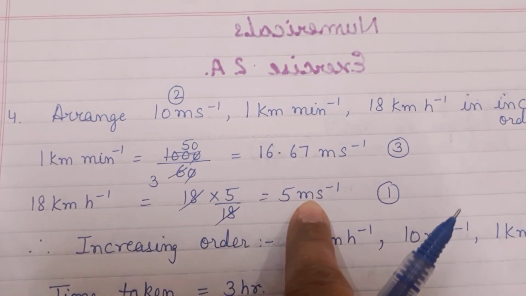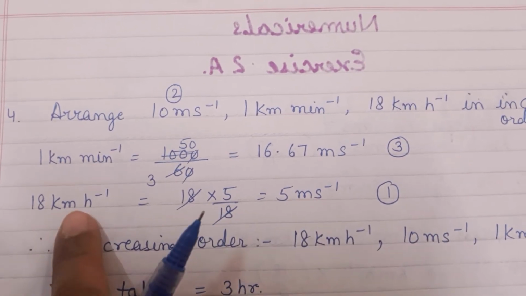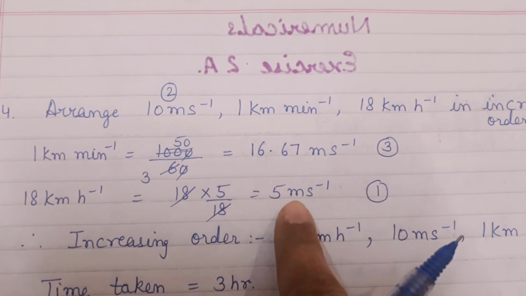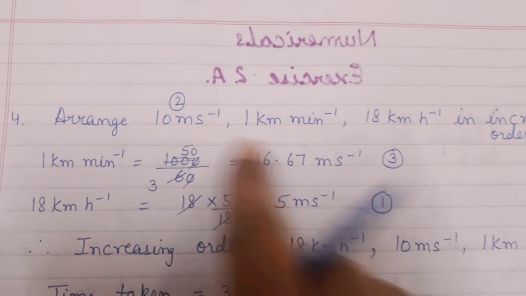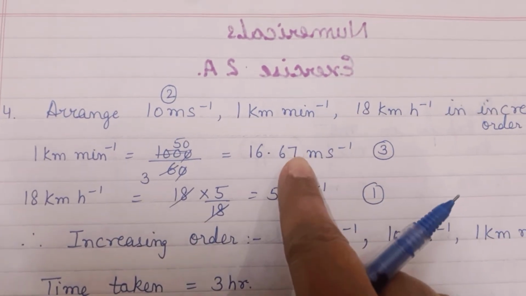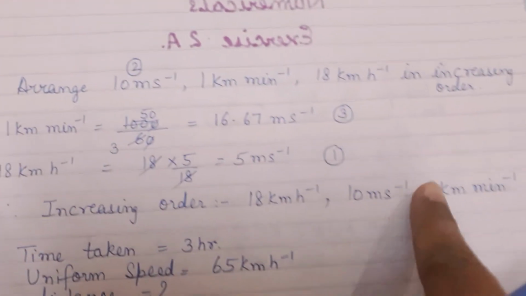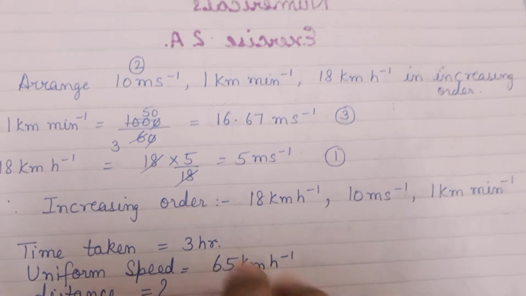Increasing order means I start with the lowest, that is 5 meter per second, which is actually 18 kilometer per hour. The answer to 18 kilometer per hour is 5 meter per second, so that I write down. The second number is 10 meter per second, and the third one is 16.67, that is actually 1 kilometer per minute, and I wrote it down. So this is the increasing order of numbers.